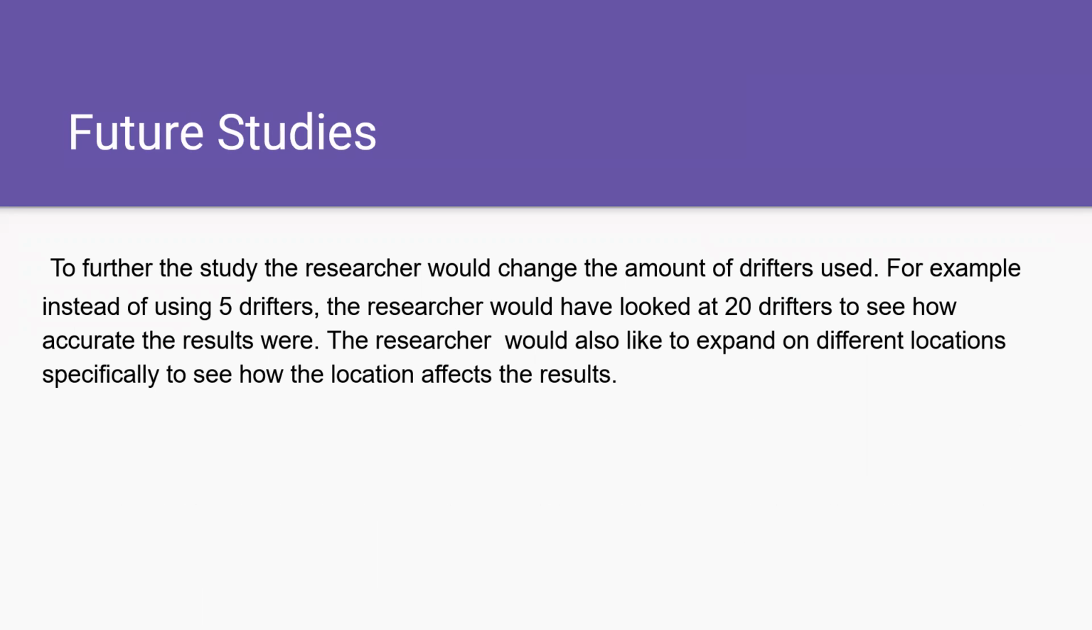To further the study, the researcher would change the amount of drifters used. For example, instead of using 5 drifters, the researcher would have looked at 20 drifters to see how accurate the results were. The researcher would also like to expand on different locations, specifically to see how the location affects the results.